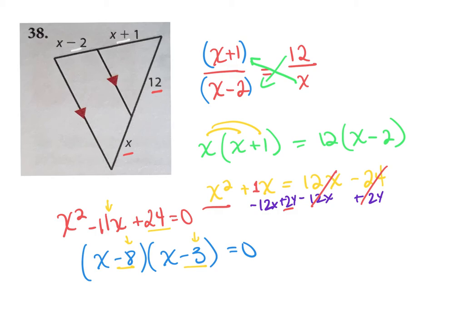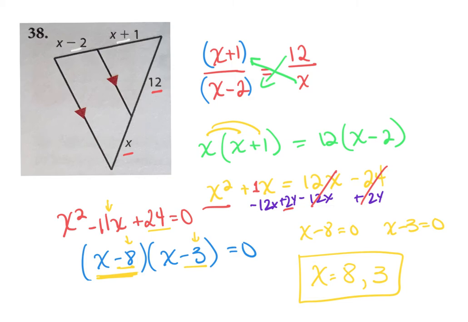Then my next step is to set each one equal to 0. X minus 8 equals 0. So what is x? If x minus 8 equals 0, it's just 8. X minus 3 equals 0. So x is also 3. Since they were both positive, they will both work. Had one of them been negative and it made your length negative, then it would not work, and so then one of them would be excluded. But they're both positive, they both work.